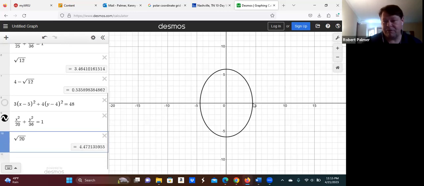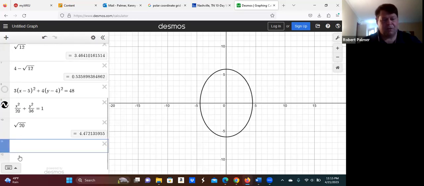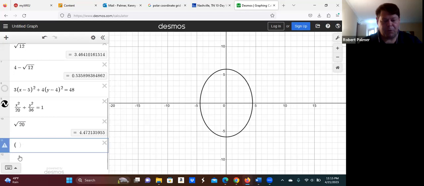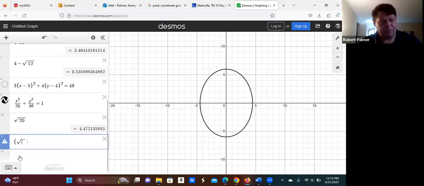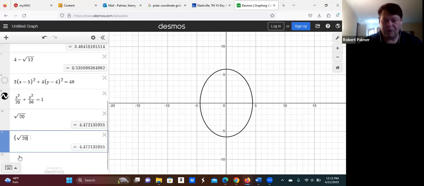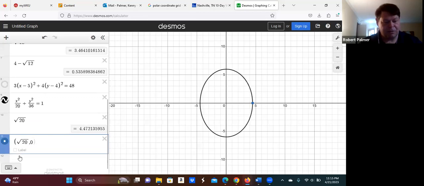Okay, about 4.47. Well, let's just do it this way. So I actually label a point. So square root of 20 and 0. All right, that's that point. If we do negative square root of 20 and 0, we get this point right there. Okay, good. That's correct. So that is our ellipse.